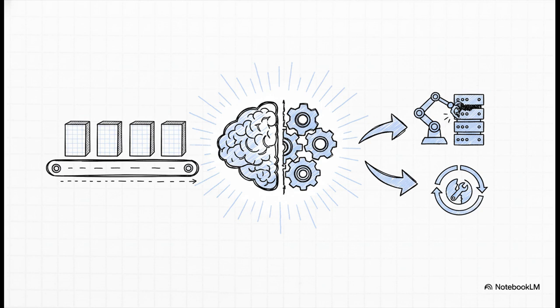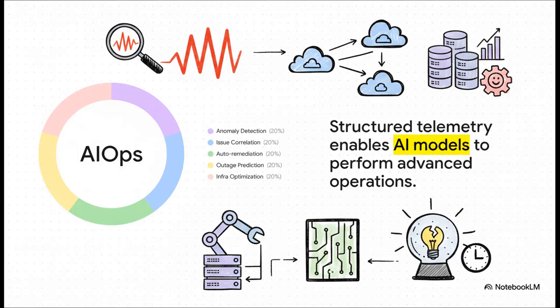Because all of this clean, structured, standardized data isn't just for us humans to stare at on dashboards. It's the perfect fuel for the next big evolution, AIOps, which is just AI for IT operations. Think about it. When a machine can actually understand your telemetry data because it's so well structured, it can start doing some truly incredible things. We're talking about detecting anomalies a human would never catch, automatically correlating issues across different services, predicting outages before they even happen, and, get this, even triggering auto-remediation to fix problems without anyone ever lifting a finger.